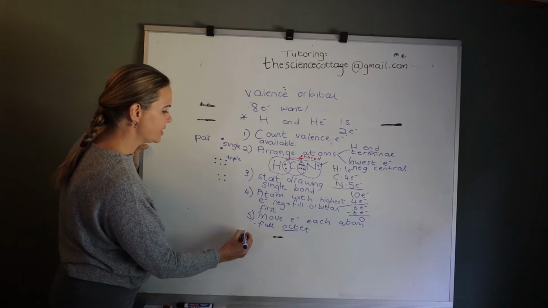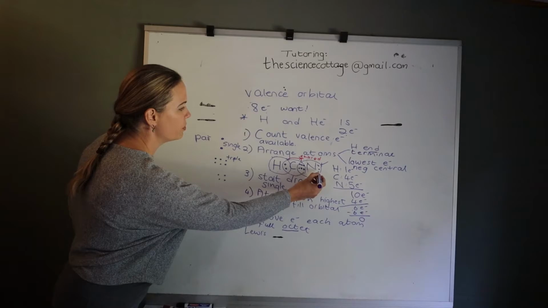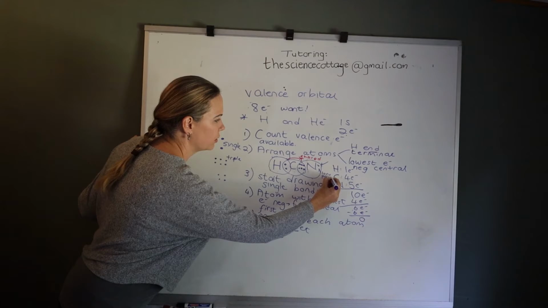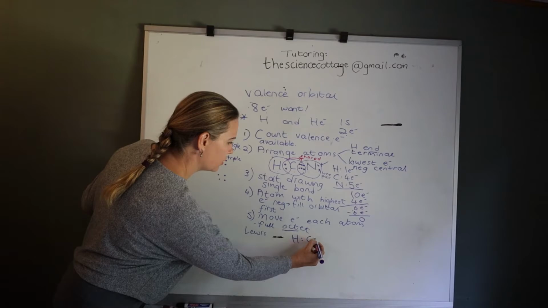So the Lewis structure. For the Lewis structure, we indicate all of the electrons, even the lone pairs. That is a lone pair. It stands alone. It's not shared with any other atom. So the Lewis structure will look like this. Triple bond, 3 pairs, nitrogen.